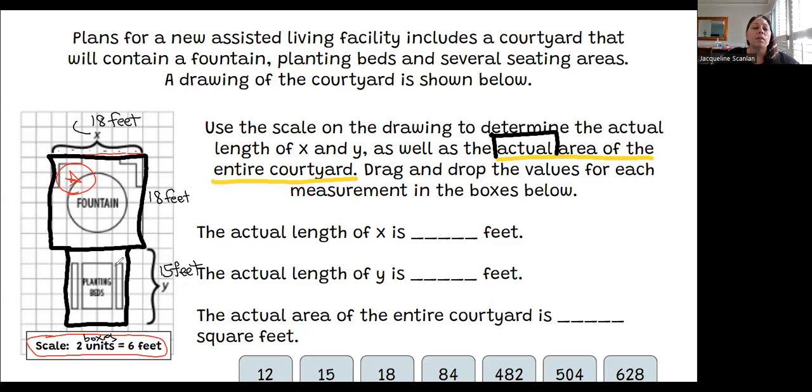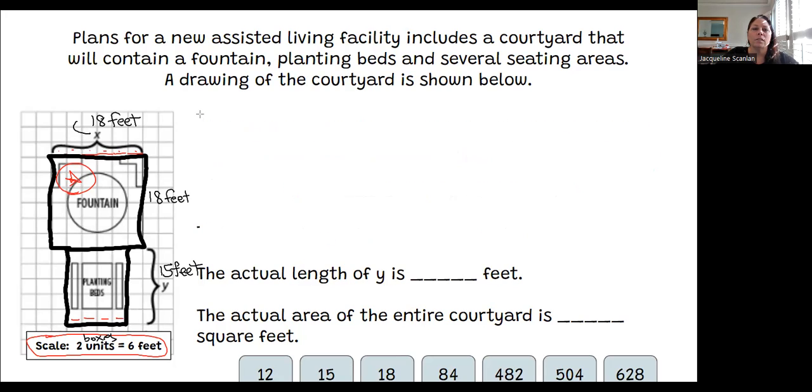Right, I'm going to do the same thing for the planting beds rectangle. However, I don't think that it's a square. I can tell just by looking at it that it's not. So I might need to do some math here. So let's count how long it is. It's 1, 2, 3, 4 boxes long. So in order for me to figure out what that is in feet, I'm going to go and do another proportion. Okay, so I'm going to block out all of this.